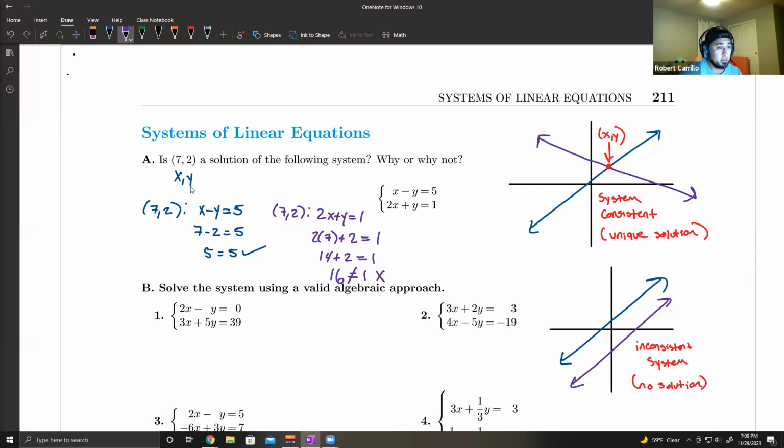All right. Let's see, 7, 2, 2x plus y equal to 1. Yeah, 14 plus 2. Okay. Cool. And if I did that, y equals. Okay, cool.